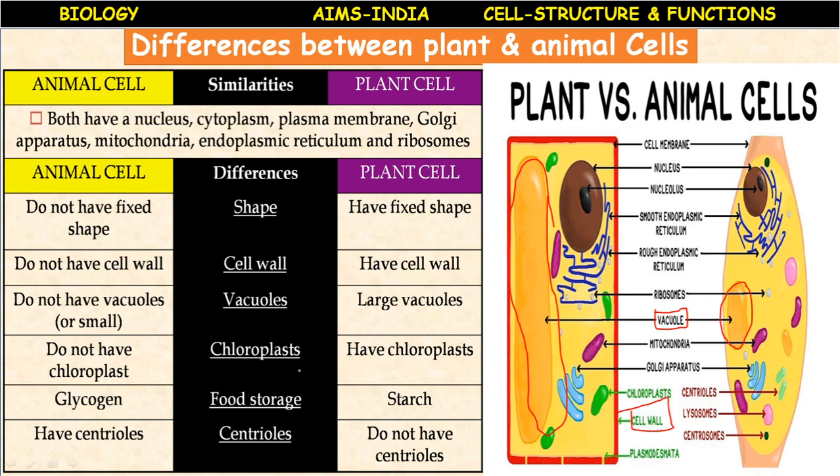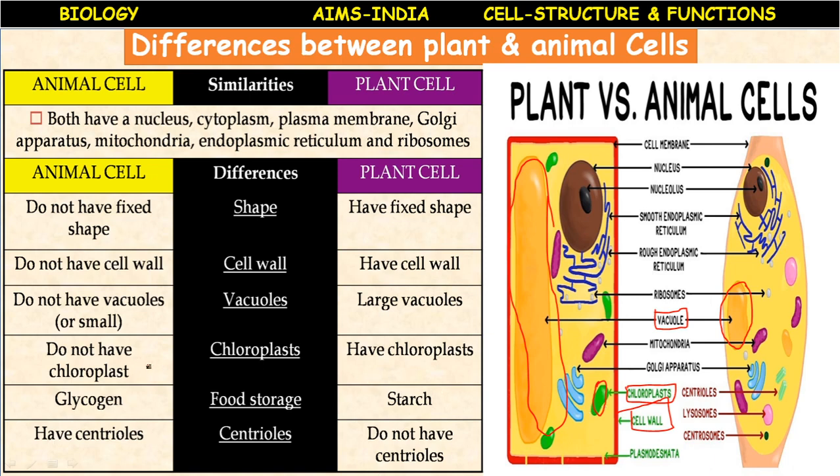Next, chloroplast. Chloroplasts are typical structures present only in plant cells. There are no chloroplasts in animal cells. Because of the presence of chloroplasts, plants perform autotrophic nutrition, while animals show heterotrophic nutrition because they have no chloroplasts. These are green in color, contain chlorophyll pigment, and help in the biochemical reaction, photosynthesis.